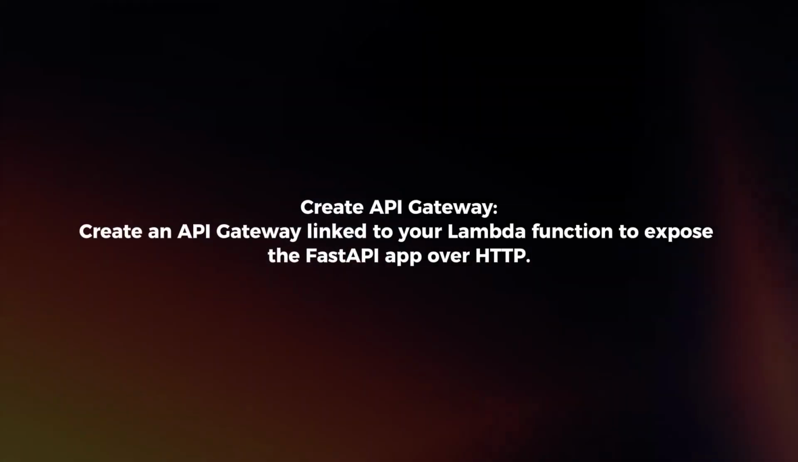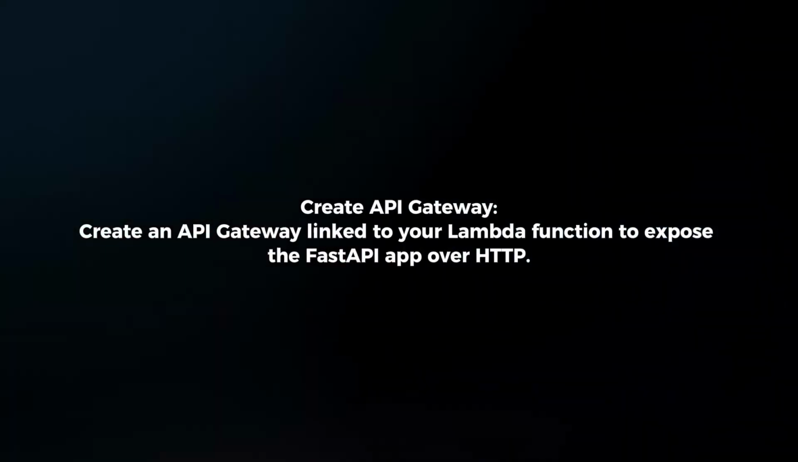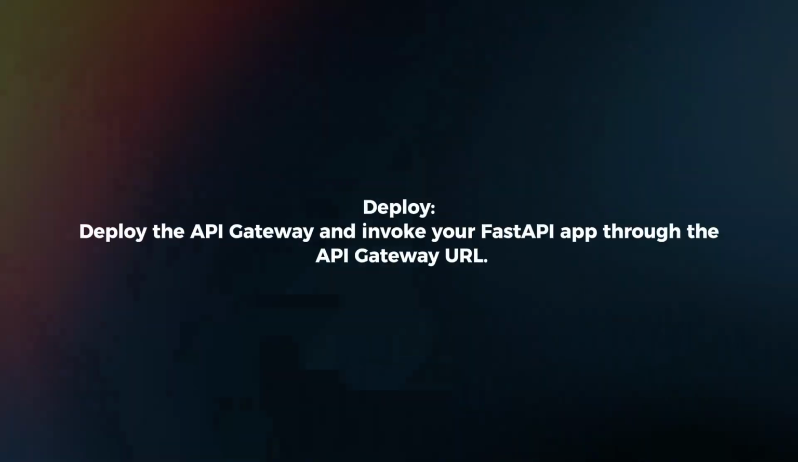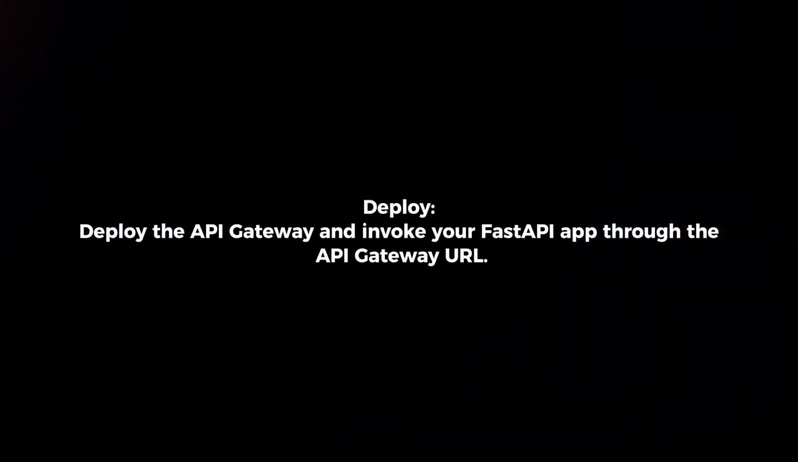Create API Gateway. Create an API Gateway linked to your Lambda function to expose the FastAPI app over HTTP. Deploy. Deploy the API Gateway and invoke your FastAPI app through the API Gateway URL.